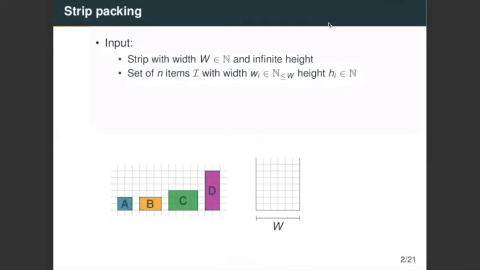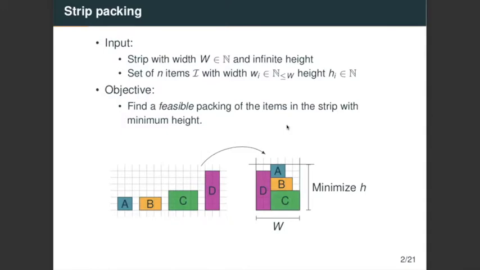We begin by introducing the problem formally. In the strip packing problem, as an input, we are given a strip with width W and infinite height. We assume that W has integer value. Here in this example, the strip is shown on the right. We are also given a set of n rectangular items, each associated with width w_i and height h_i, which we assume are integers. We also assume that w_i is less than or equal to W. This is because we want any rectangle to be placeable inside the strip without needing any rotations.